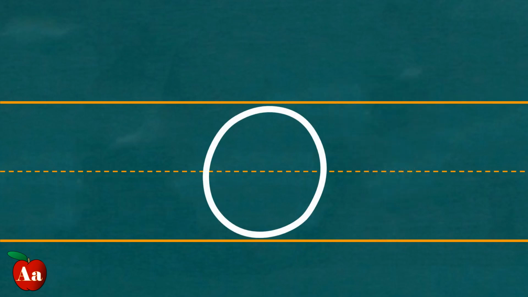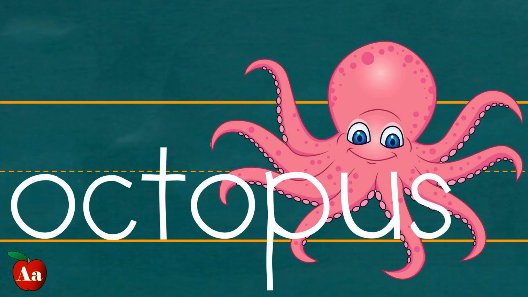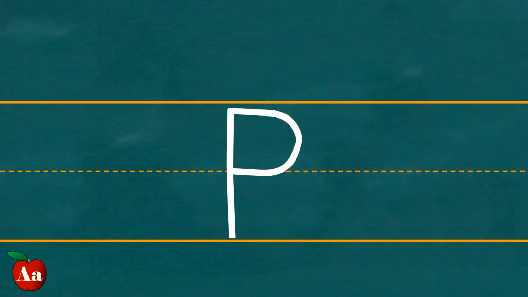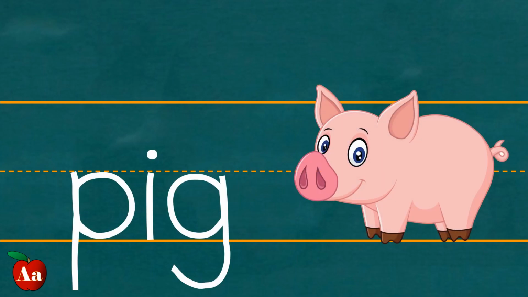The letter O is for the sound ah, as in octopus. The letter P is for the sound P, as in pig.